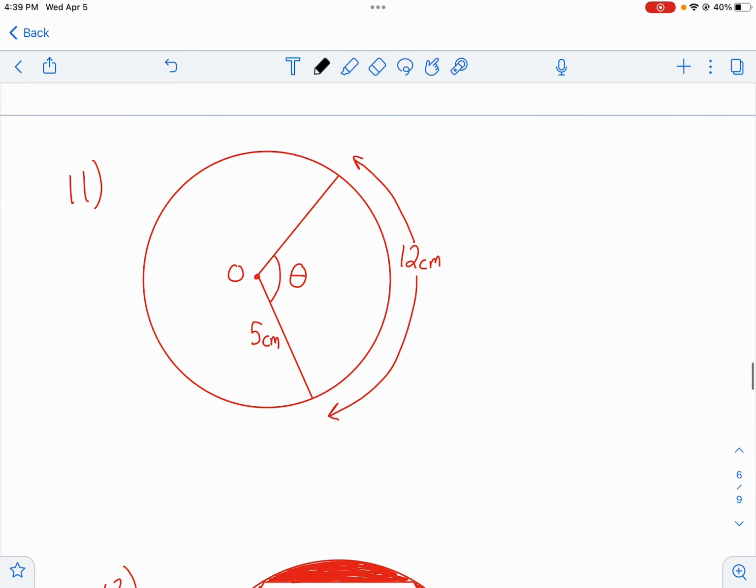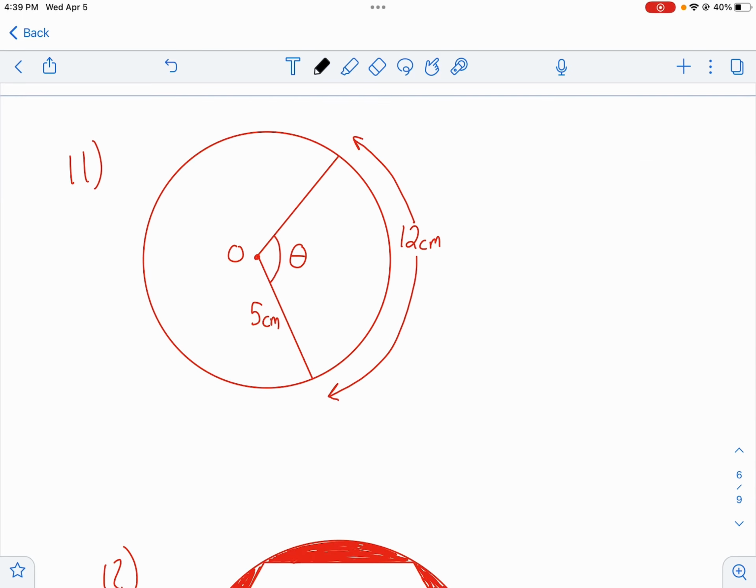Number 11, find the angle. So in this one, we're given our arc length. So same equation, but instead of our missing being here, our unknown is the angle actually. So theta over 360 times 2 times pi times 5. So I'm going to take this whole side and divide it by 10 pi. That's what 2 times 5 times pi is, right? So take this side, divide by 10 pi.